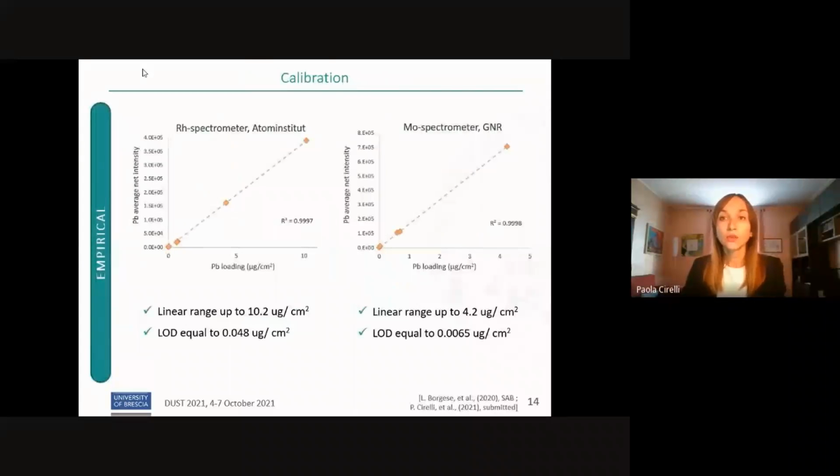Here, we can see the result of the measurements performed with a custom-made spectrometer equipped with a rhodium tube and with the commercial TXRF spectrometer of a GNR equipped with a molybdenum X-ray tube. The spectra obtained from the measurement of reference samples were analyzed, and the net integrated intensity of lead was extracted, considering both L-alpha and L-beta peaks. An empirical approach was first adopted. The obtained values of lead intensity were plotted in correspondence of the known mass loading of the filters.